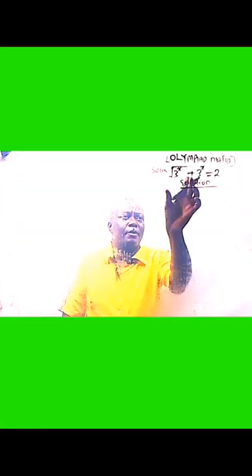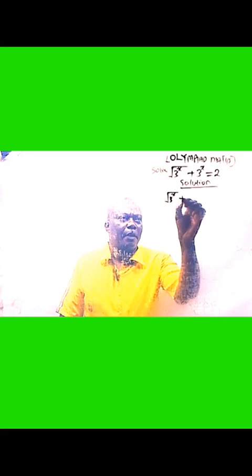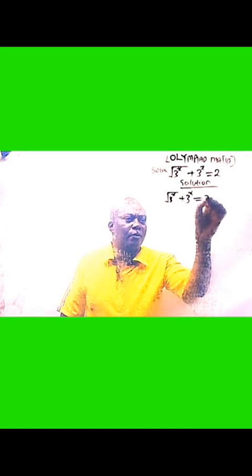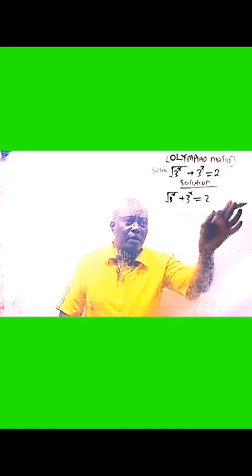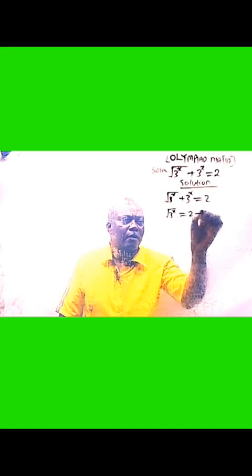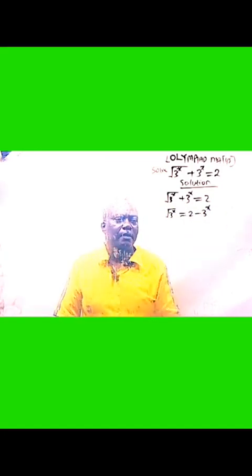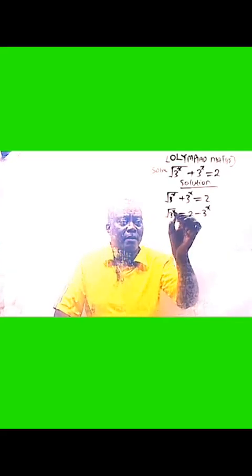Let us solve this Olympiad math. The equation is root of 3 to the power x plus 3 to the power x all equals to 2. So we isolate the radical term, remembering that it should be on this side. What you have will be root of 3 to the power x equals to 2 minus 3 to the power x.